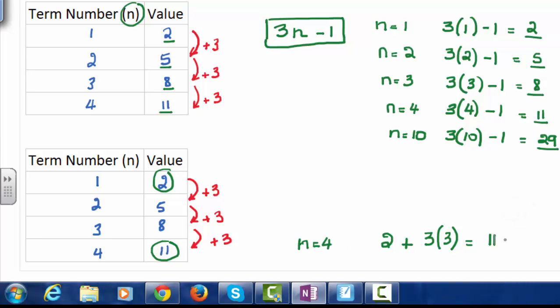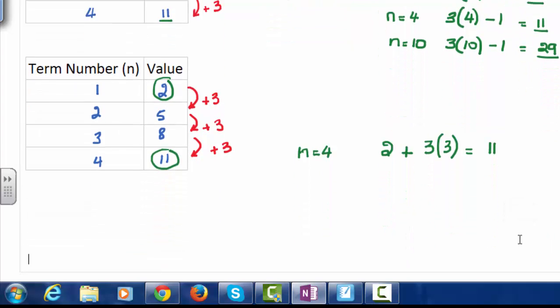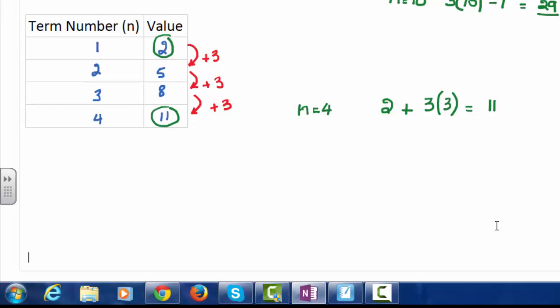Okay, let's continue and see what we can get more. As you can see, I'm always starting from the bottom and going up. When n equals 3, how can I get the value 8? We always start from 2. How many times did you add 3 to get 8? 1 and 2. 2 times only. 2 times 3 equals 6. 6 plus 2 equals 8. Nice, I got the 8.